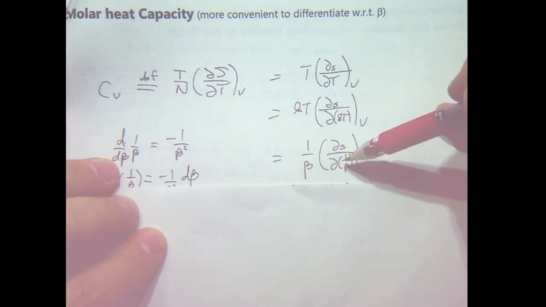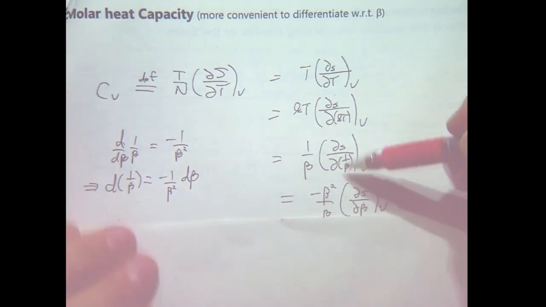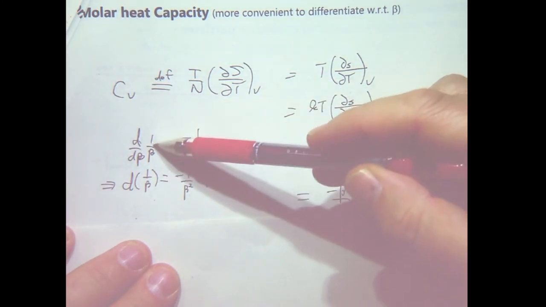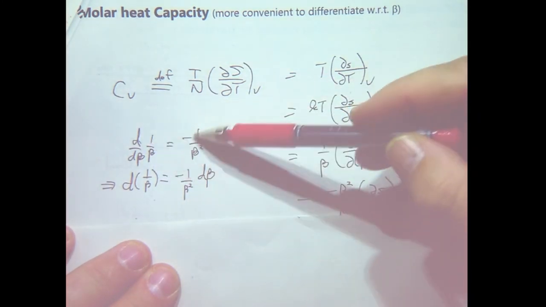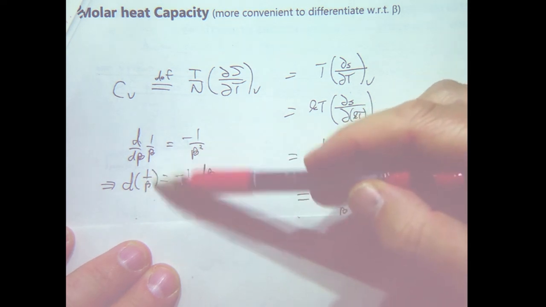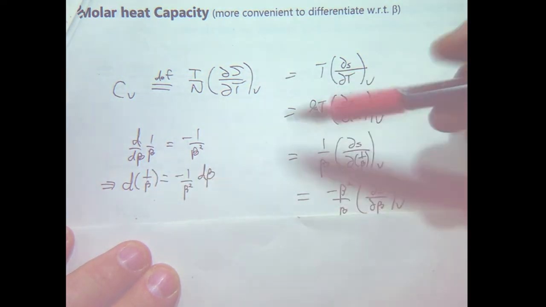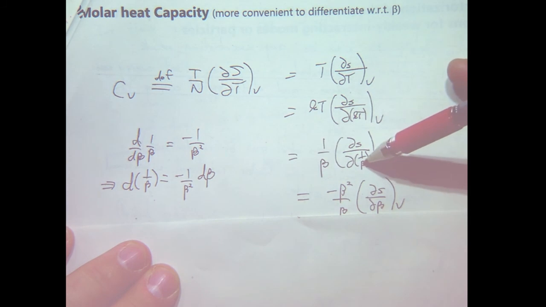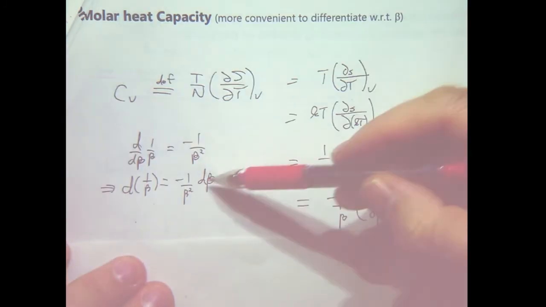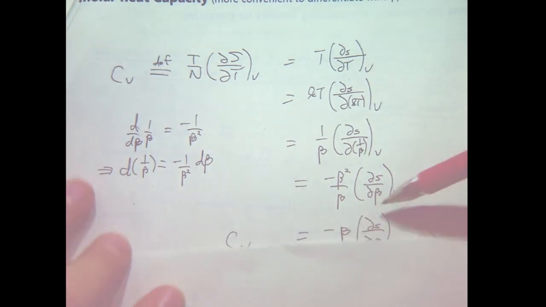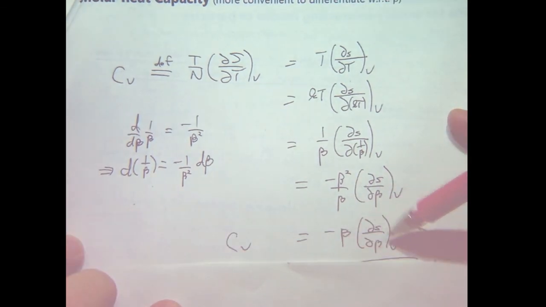But d 1 over beta: d by d beta of 1 over beta is minus 1 over beta squared. So d 1 over beta is minus 1 over beta squared d beta. So you replace d 1 over beta there with minus 1 over beta squared d beta. So that means that goes in the numerator, minus beta squared on beta dS by d beta. So that's minus beta dS by d beta.